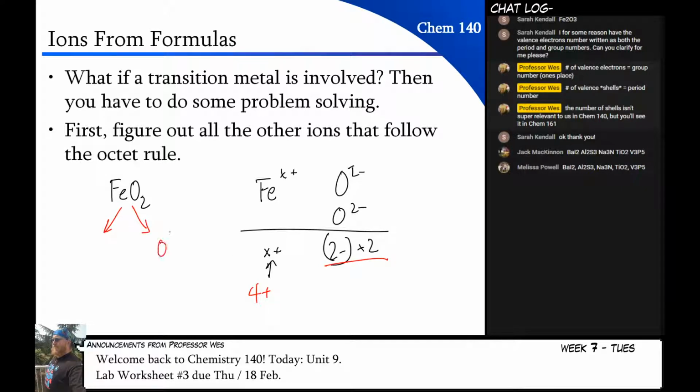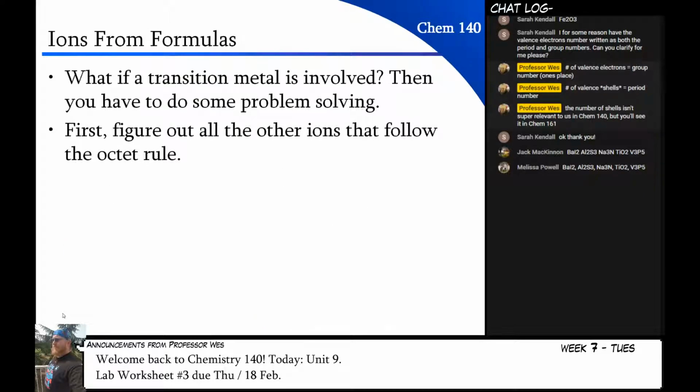So if I were to split these into ions, this is what I would get. Oops, hold on. I wrote 4+, but I meant to write Fe4+. There you go. So you can figure out the charge of a transition metal from the other ions, and you will always be able to do that for all the compounds that I give you.